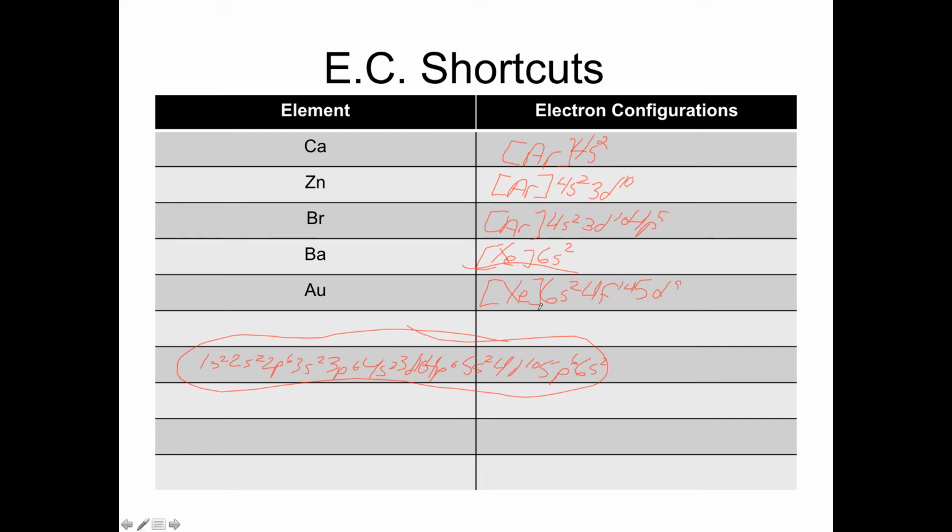Figure out which noble gas it most recently went by, put that in brackets, start at the next available line so you don't have to write out ginormous things like that. That's just you. Nobody wants to do that.